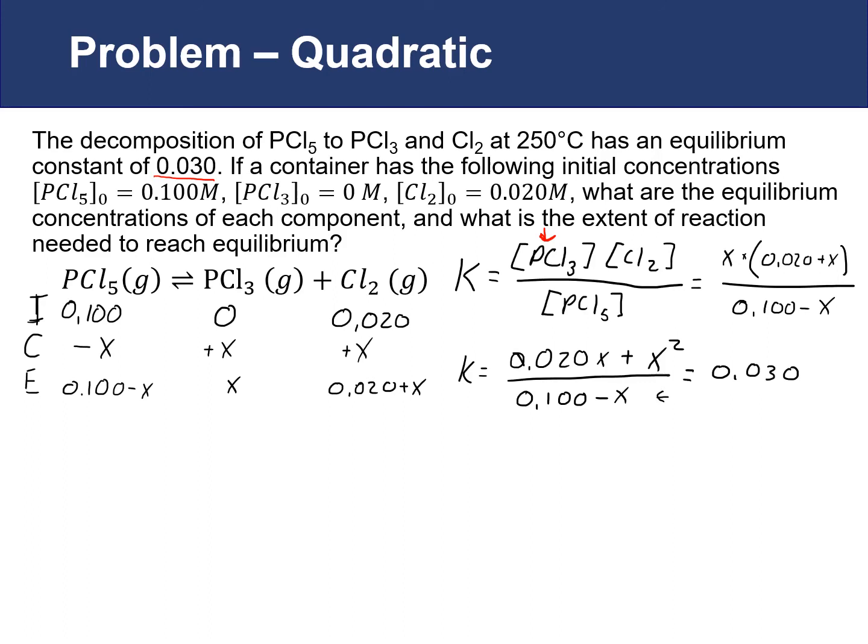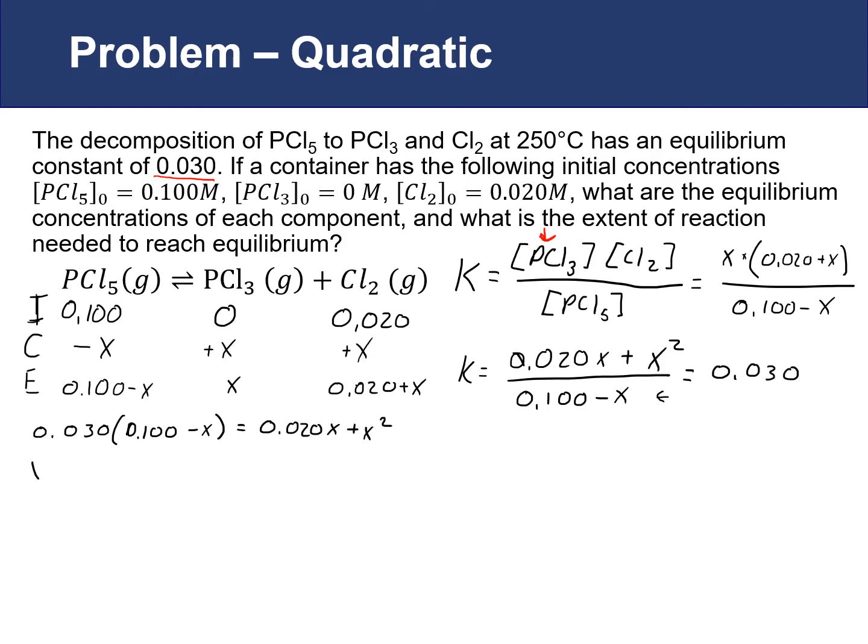So that will give us 0.030 times 0.100 minus x being equal to 0.020x plus x squared. Now we're going to move all of our terms to one side.